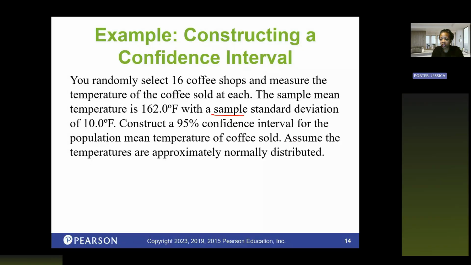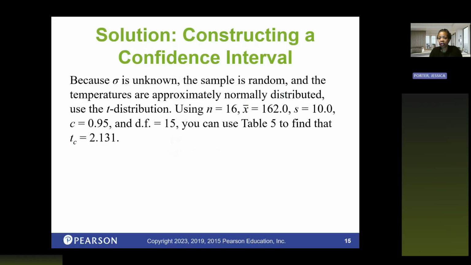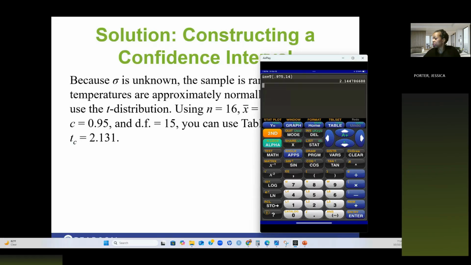So what do I want to do? First off, where's all my information? You've got X bar here. There's your X bar, 95% confidence. 10 degrees Fahrenheit is your sample standard deviation. And then we're going to find the T critical value. And since we're practicing this, the T critical was at 0.95. So 0.975 and 15 was my degrees of freedom.